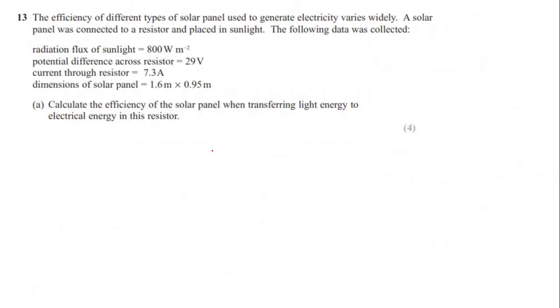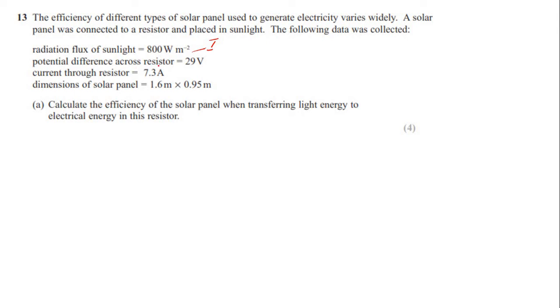Question number 13. The efficiency of different types of solar panel used to generate electricity varies widely. A solar panel was connected to a resistor and placed in sunlight. The following data was collected. Radiation flux of sunlight is 800 watt per meter squared, which is basically flux F, or you can call it intensity I. I generally use letter I for intensity or flux.